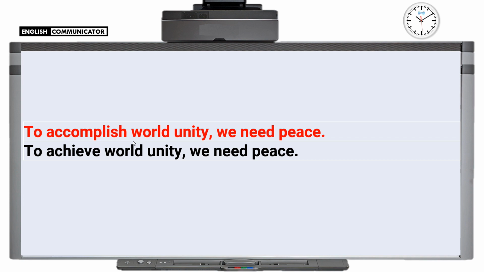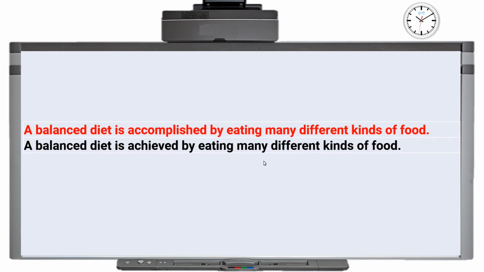Accomplishment is perfection or completion of something. But if you want to earn something, you have to achieve something. Achieving the abilities, not accomplishing the abilities. And this is an achievement. So please always use, to achieve world unity, we need peace. Great. Next slide. A balanced diet is accomplished by eating many different kinds of food.